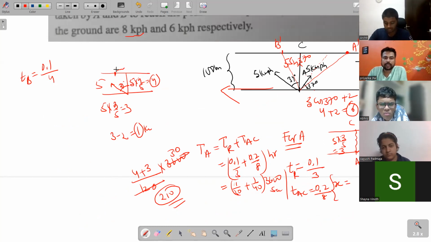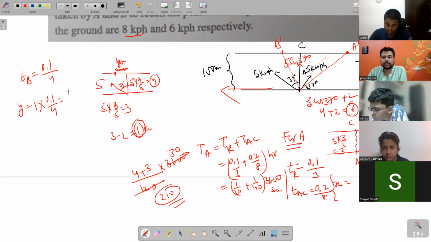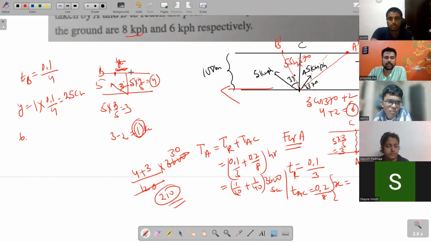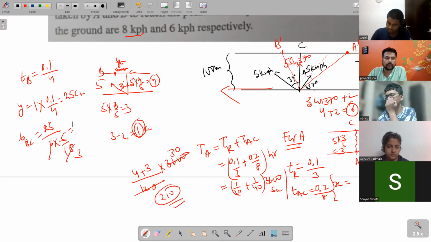And now in this time, B will have some drift. Suppose this drift is Y. This Y will be this velocity into time. So this much is the drift, that is 25 meter, right? Now you can see that B will come from here to here. So how much time will it take on the ground? Suppose B over here and C. So BC is 25 upon the velocity, 6, but you have to convert this into meter per second. So this is 15 seconds.